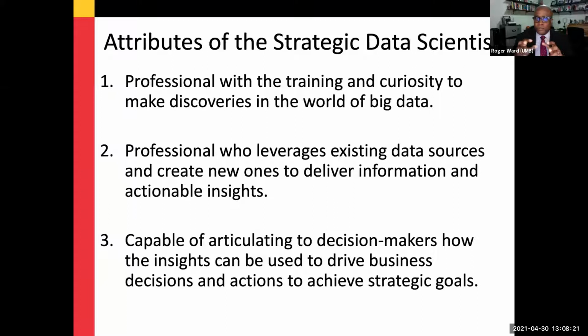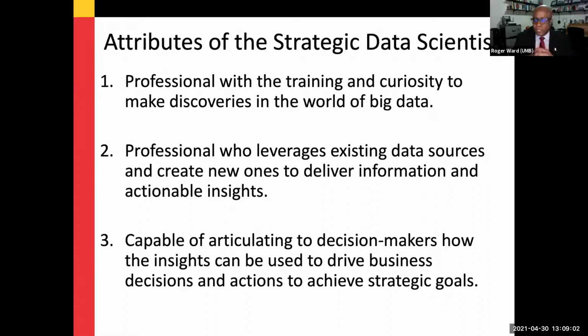But from my point of view, these three attributes are key for who I consider to be a strategic data scientist. Someone who has obviously the training and the curiosity to make discoveries using big data. The professional who could leverage existing data and create new ones to deliver information and actionable insights, because at my level, as an executive here at the institution, we're leveraging information to make decisions.